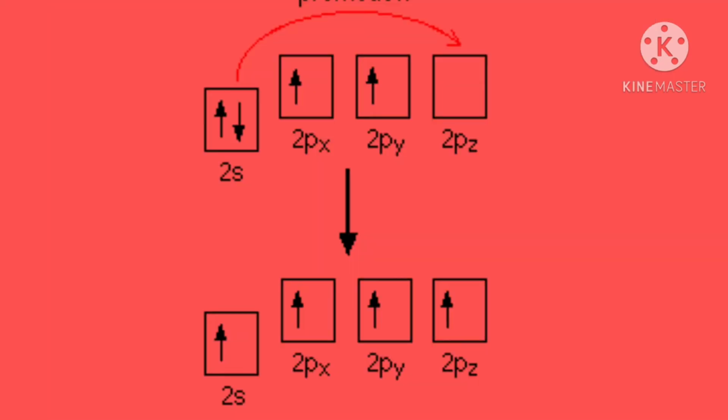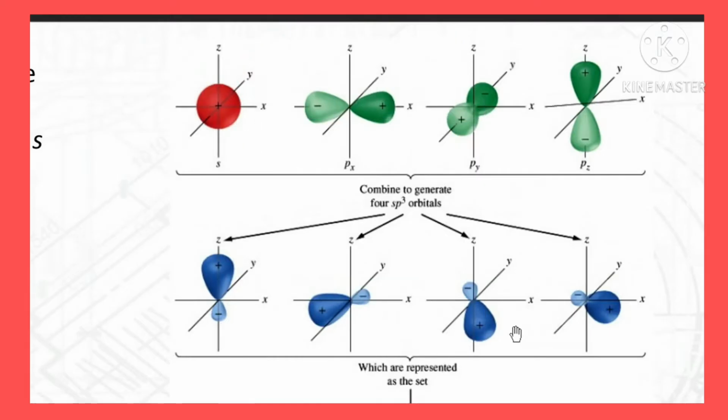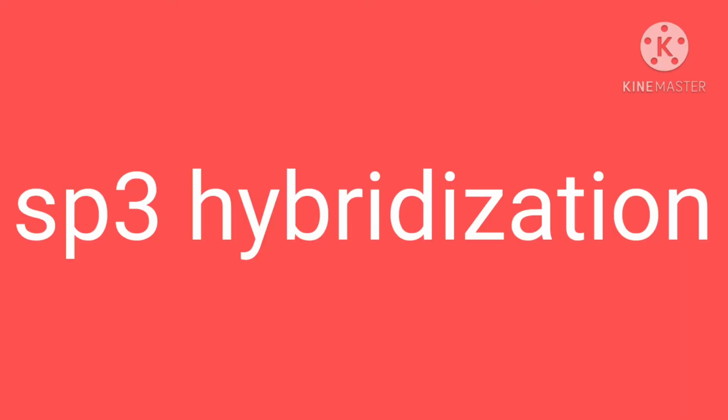In the excited carbon atom, one s orbital, that means the 2s orbital, and 3 p orbitals, those are 2px, 2py and 2pz, the 4 orbitals will intermix and reshuffle into 4 identical orbitals. The 1s and 3p combined form sp3 hybridization, and these orbitals are known as sp3 orbitals. Thus, the carbon atom undergoes sp3 hybridization.